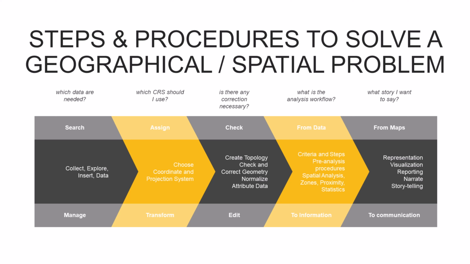In this first step we need to search for the needed data in order to collect, explore, insert and finally manage them in an appropriate way. The second question refers to which coordinate reference system I should use. In the second question we need to choose, assign or transform the data to the appropriate projection system depending on the country's CRS. The third question asks, is there any correction necessary?